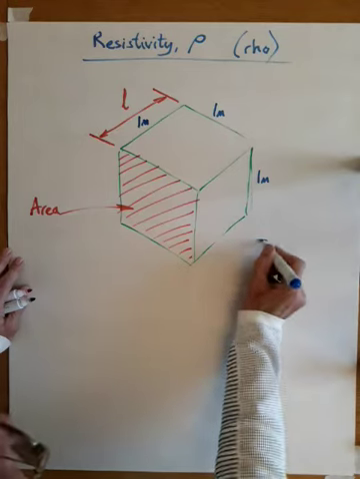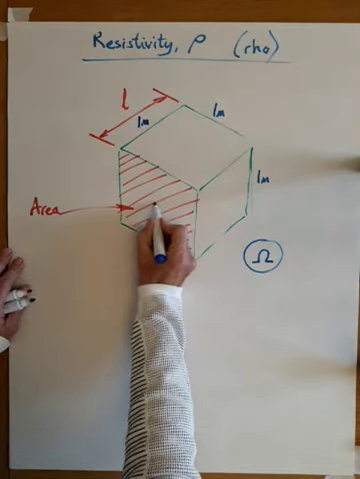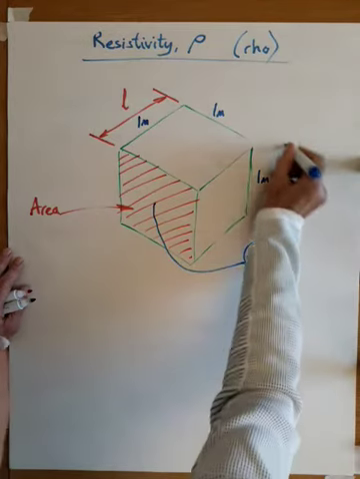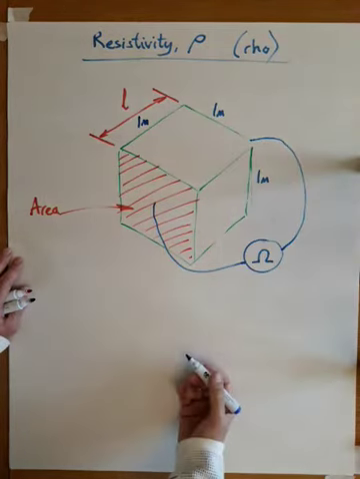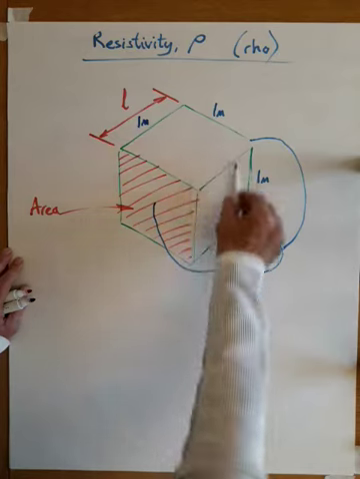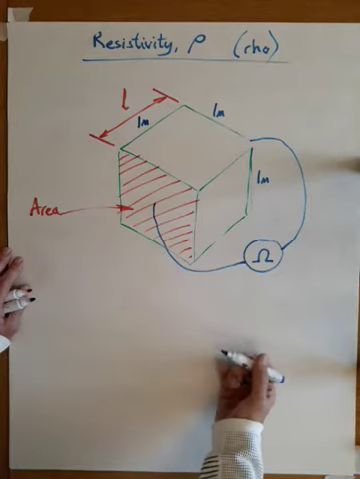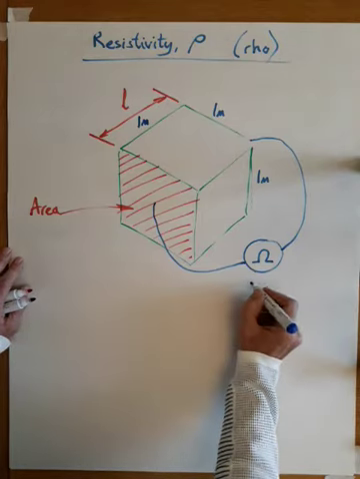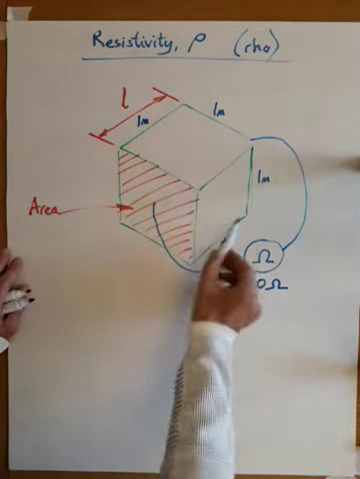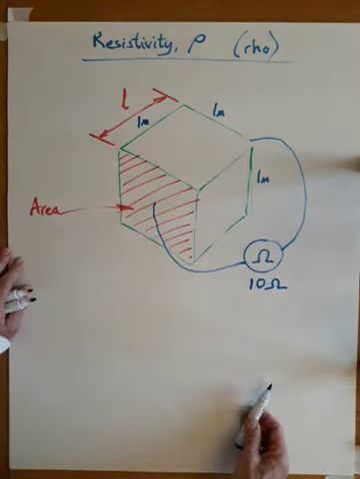If we take an ohm meter, so there's our ohm meter, and I could connect one of the leads to this face, and I could connect its other lead right round the back to the opposite face, we would measure the resistivity of whatever this material is. Okay, so if this, for example, measured 10 ohms, and this measures 1 meter, 1 meter, 1 meter, 1 cubic meter, then this material has a resistivity of 10 ohms.